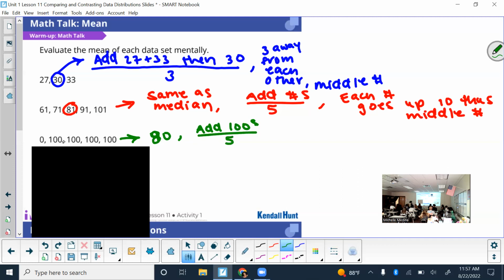Good, so add the 100, divide by 5, because there's 5 data points. That was a point of contention earlier. Is 0 a data point? Yes, if it's in the list, it should be considered one. Doesn't change anything for the numerator, but it does add a number to the denominator.